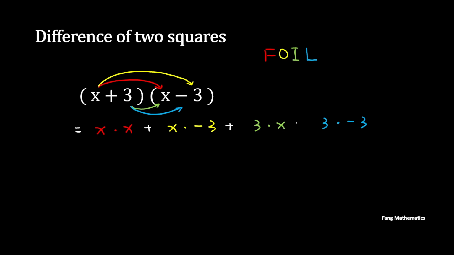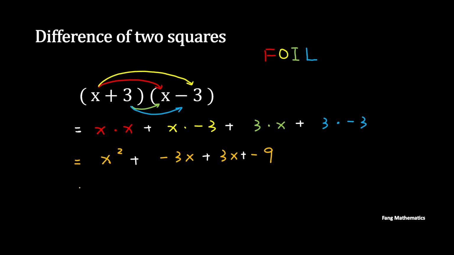We are going to simplify. x multiplied by x gives you x squared. x multiplied by minus 3 gives you minus 3x. 3 times x gives you 3x. And 3 times minus 3 gives you minus 9. Remember the plus sign.